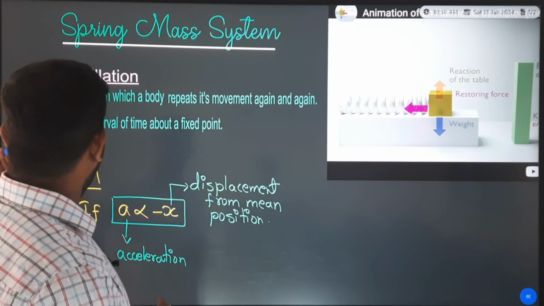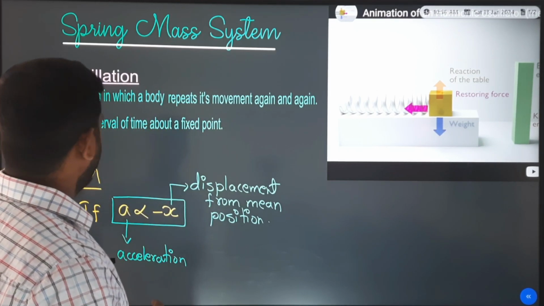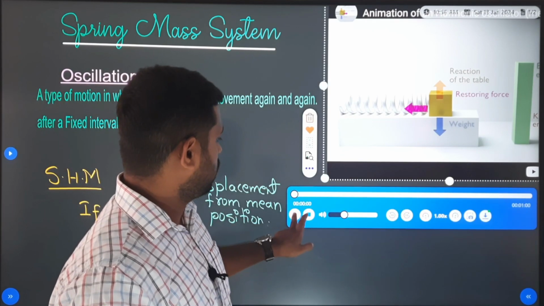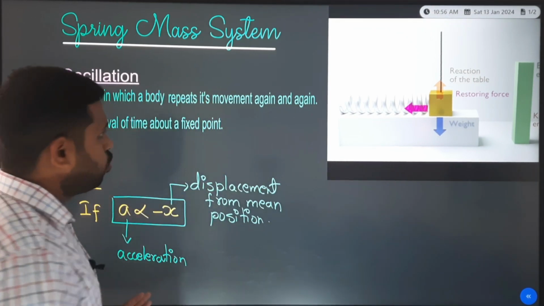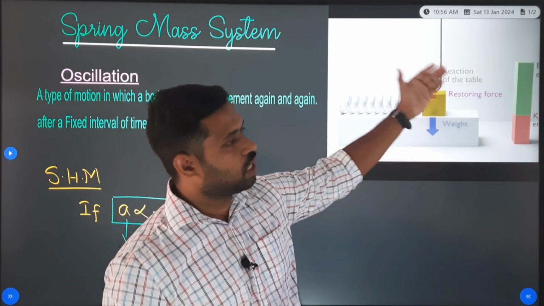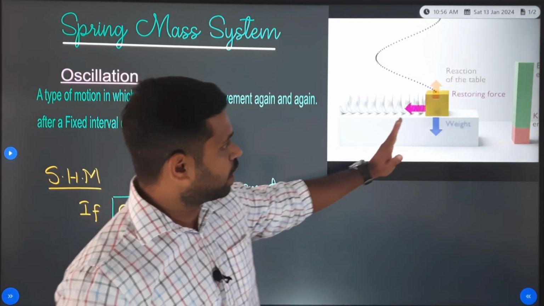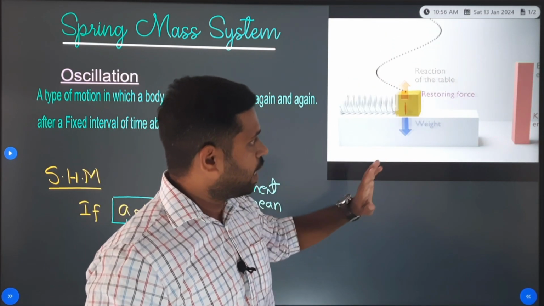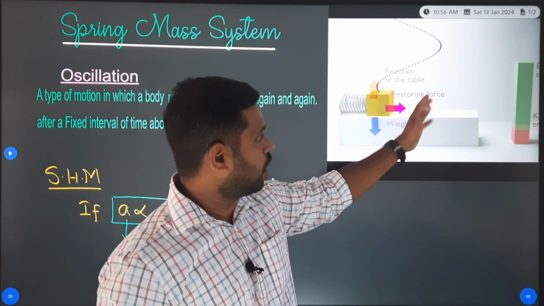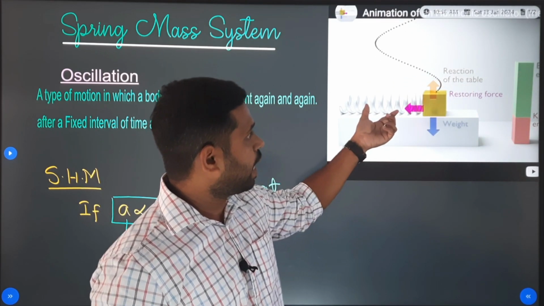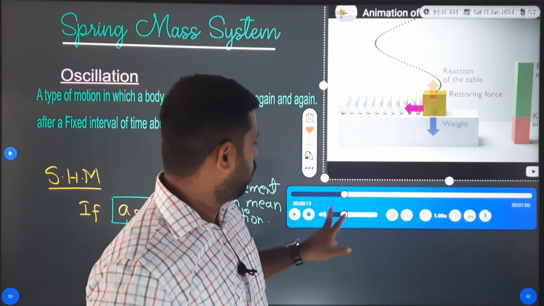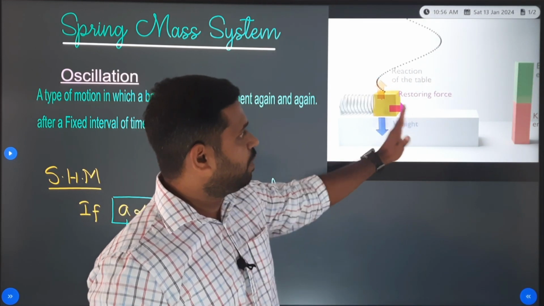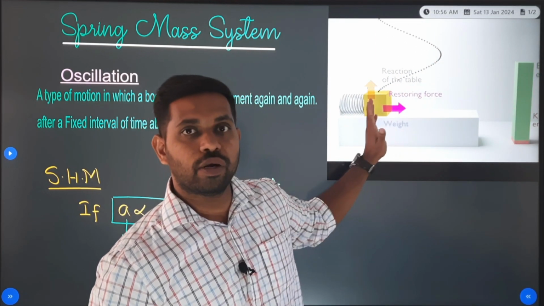For that we will have a look at an animation, which explains what the spring mass system is. In this animation you can see that there is a block which has a certain mass and is attached to the spring. Now this block will be oscillating back and forth.